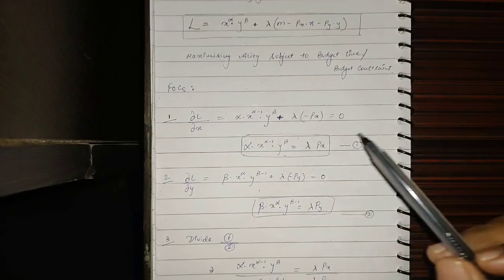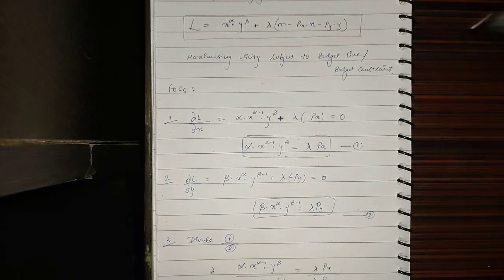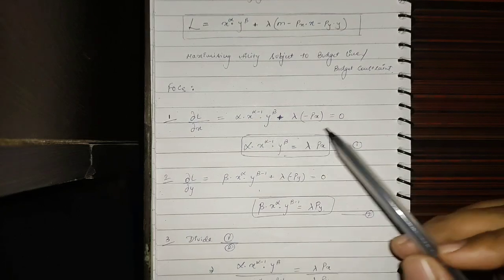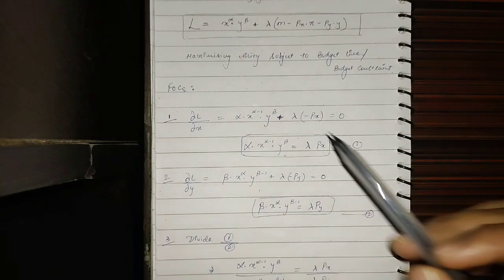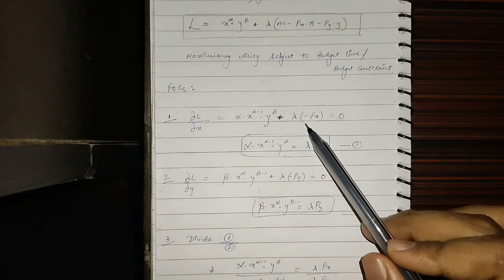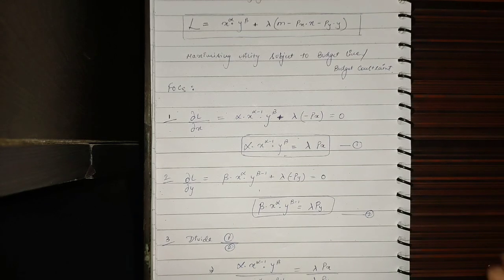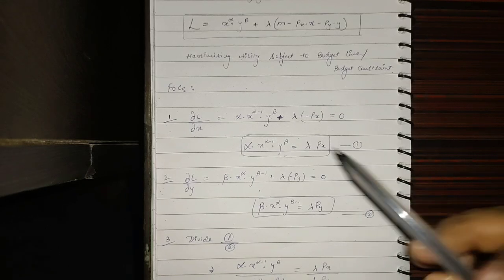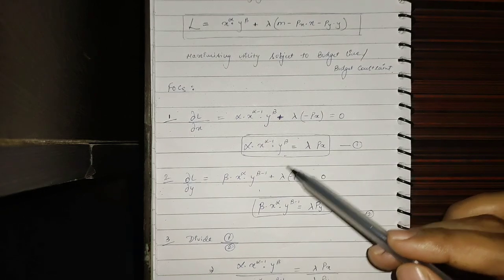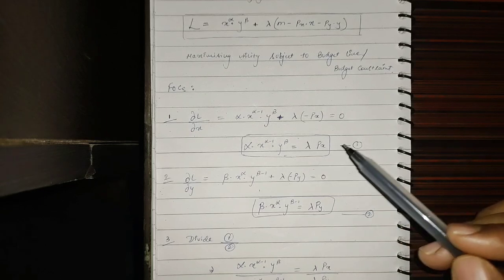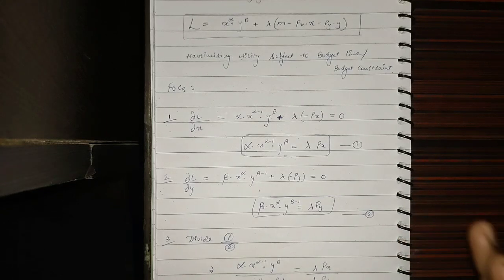Now that we have differentiated, we can send this term to the right hand side, and we know that the sign changes, so this minus sign would become plus, and we don't need to write the plus sign everywhere. So the first order condition that we get is alpha multiplied by x raised to power alpha minus 1 multiplied by y raised to power beta equals lambda px.